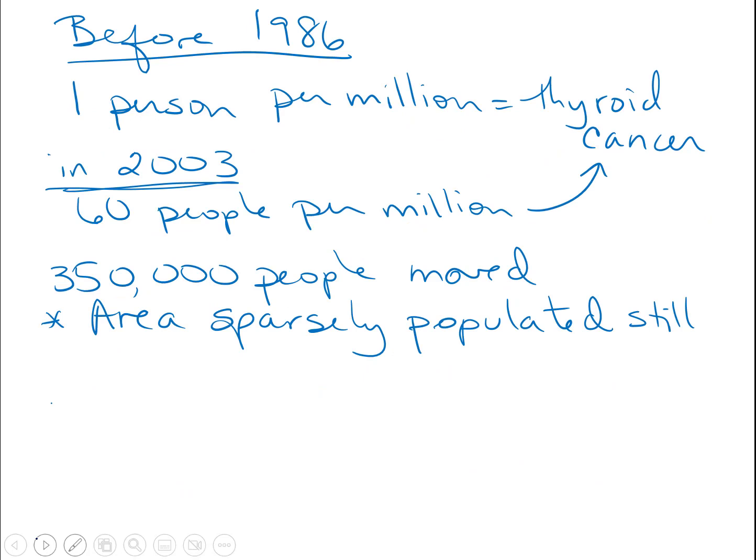So just to show you, before 1986, on average, in this region, there was about 1 person per million that would develop thyroid cancer. Since then, in 2003, it was up to 60. So a 60-times increase in thyroid cancer, and that's all because of that iodine-131 that was released in the atmosphere. They said that like 12 people died, which I find really hard to believe.